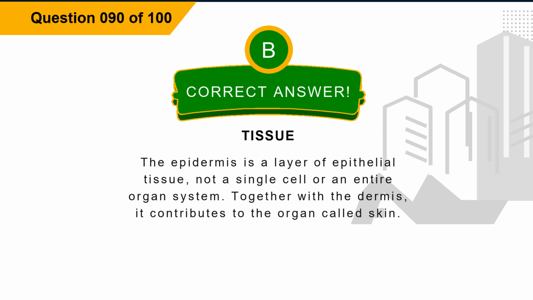Explanation: the epidermis is a layer of epithelial tissue, not a single cell or an entire organ system. Together with the dermis, it contributes to the organ called skin.